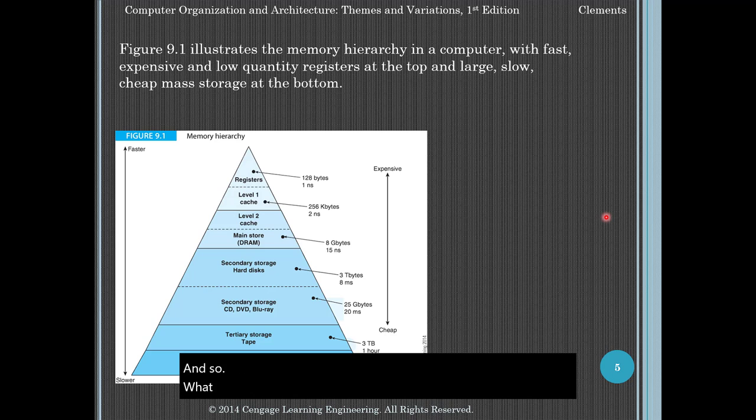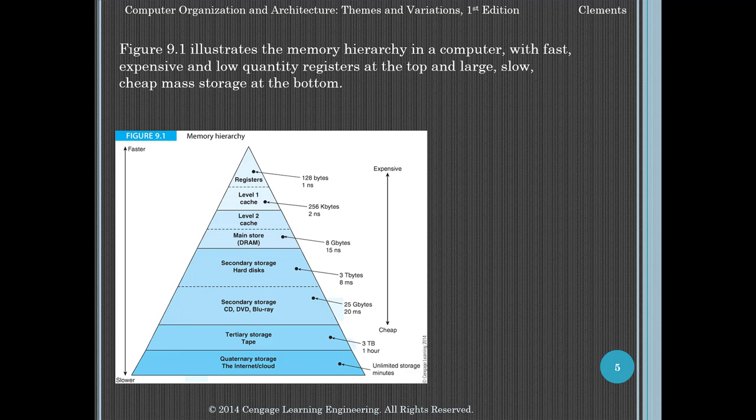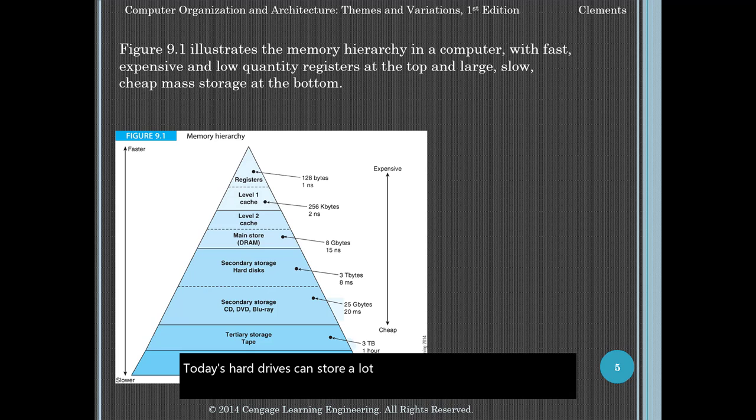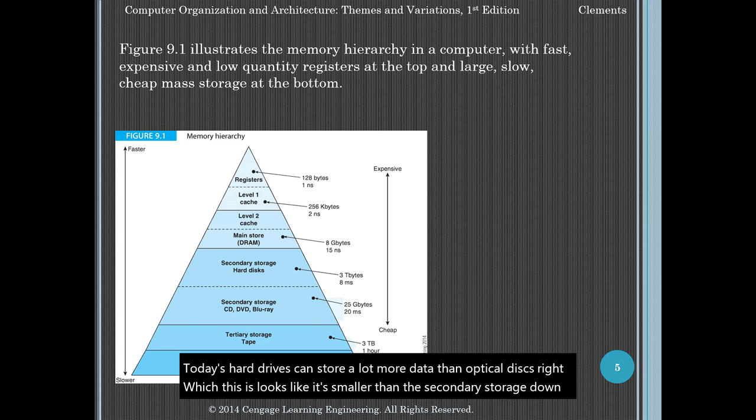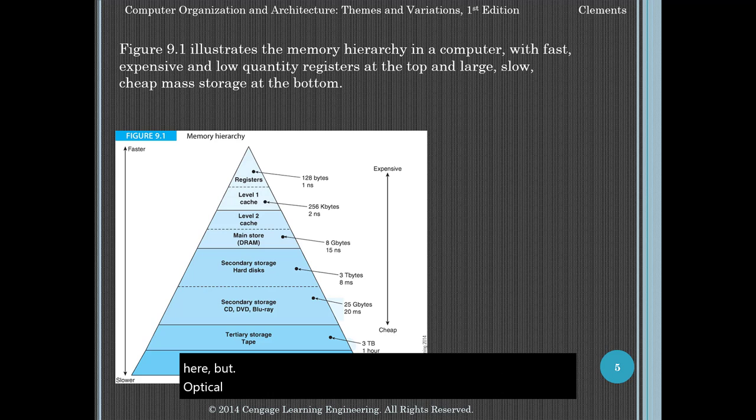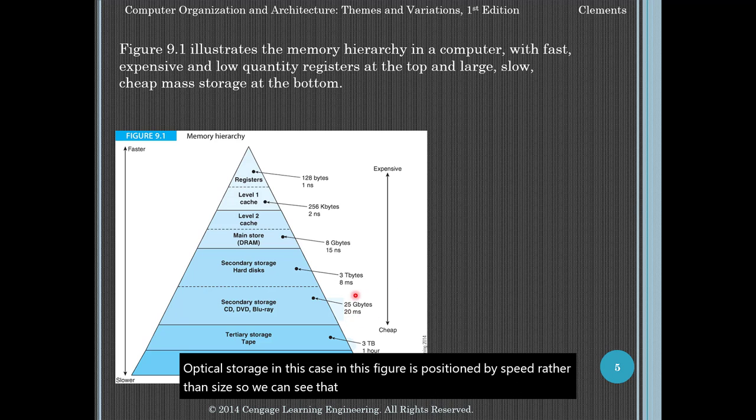What's kind of misleading here is that today's hard drives can store a lot more data than optical discs, right? Which looks like it's smaller than this secondary storage down here. But optical storage in this figure is positioned by speed rather than size. So we can see that it's slower, whereas 3 terabytes is larger than 25 gigabytes. So don't take that too out of context.